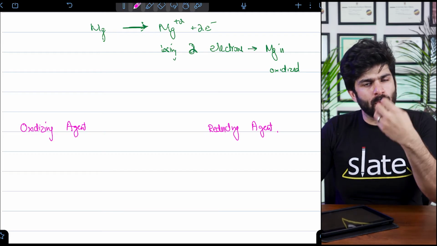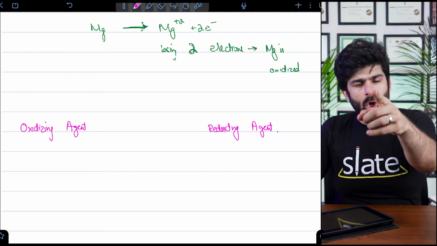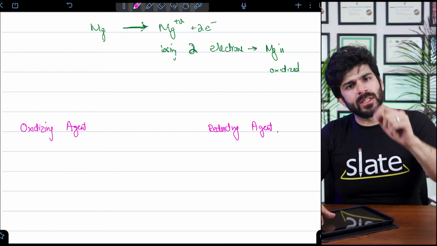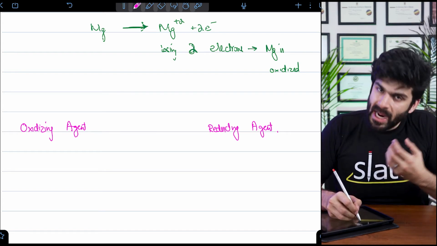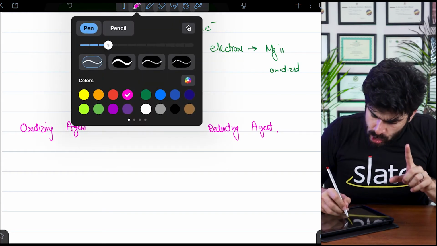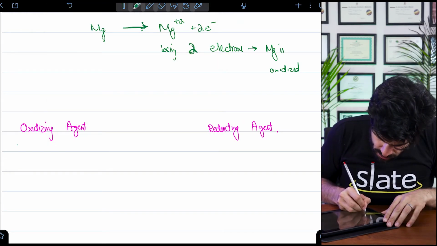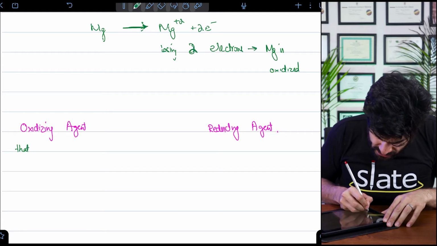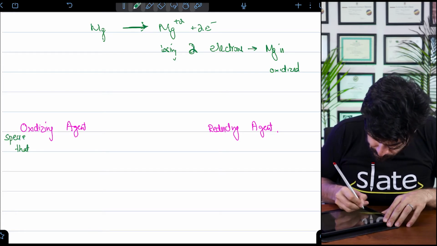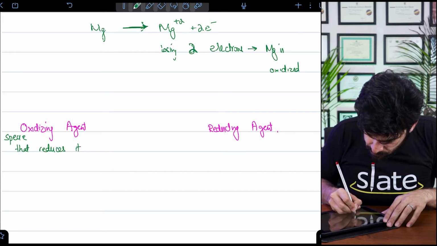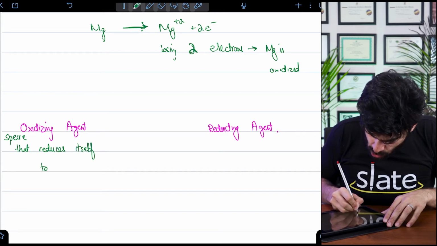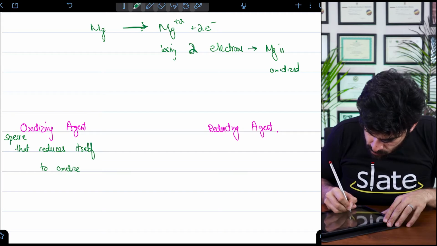I took the electrons from you. You got oxidized, but I am the one who oxidized you, students. So I am the oxidizing agent. But I got reduced, right? So what is an oxidizing agent? It is a species that reduces itself to oxidize the other.